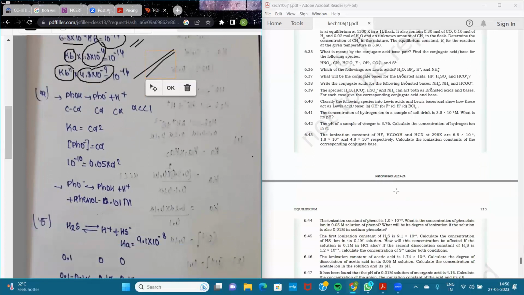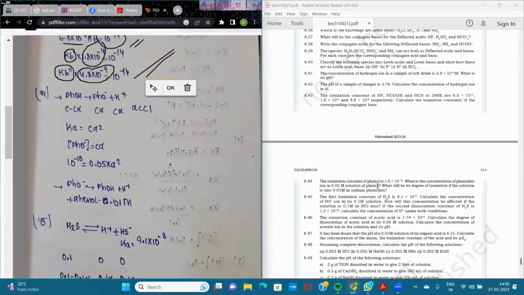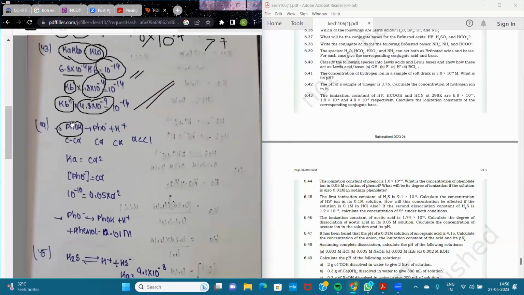Let's go with the 44th question. The ionization constant of phenol is 1 into 10 power minus 10. What is the concentration of phenolate ion in a 0.05 molar solution of phenol? What will be its degree of ionization if the solution is also 0.01 molar in sodium phenolate? This is phenol. On dissociation, we'll get the phenolate ion and a proton. At equilibrium, we can write it in terms of alpha, the degree of dissociation.